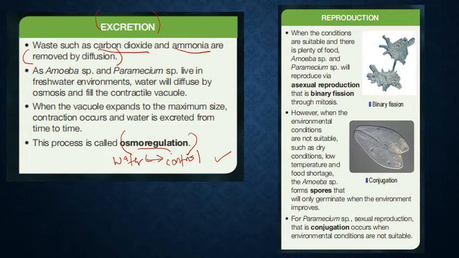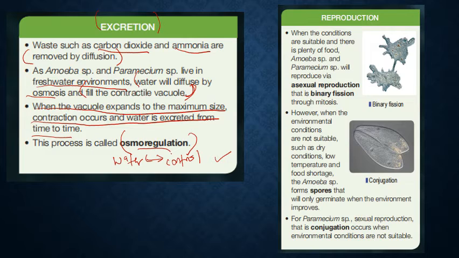As amoeba and paramecium live in a freshwater environment, water will diffuse by osmosis and fill the contractile vacuole, meaning that the amoeba has a contractile vacuole. When the vacuole expands to maximum size, contraction occurs and water is excreted from time to time. So the function of the contractile vacuole is to store excess water and expel it when the vacuole has reached its maximum size.